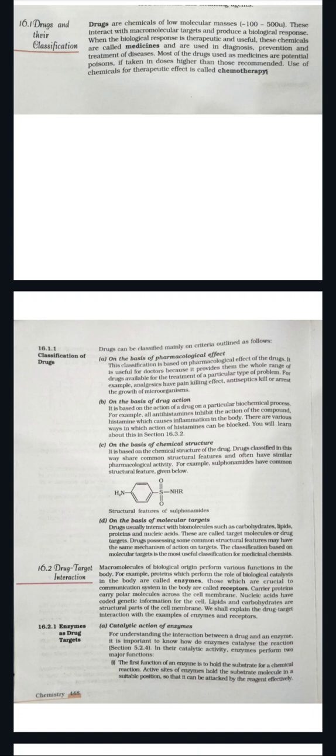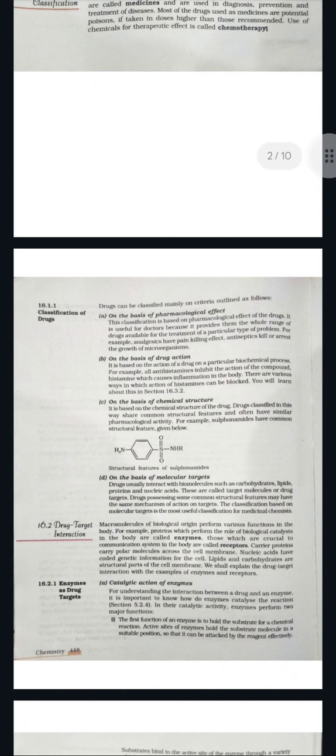Drug target interaction. Macromolecules of biological origin perform various functions in the body. For example, proteins which perform the role of biological catalysts in the body are called enzymes. Those which are crucial to the communication system in the body are called receptors. Carrier proteins carry polar molecules across cell membranes. Nucleic acids carry genetic information for the cell. Lipids and carbohydrates are structural parts of the cell membrane. We shall explain drug target interactions with the example of enzymes and receptors.